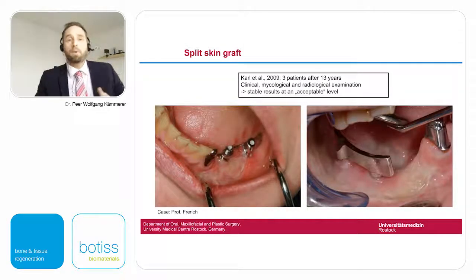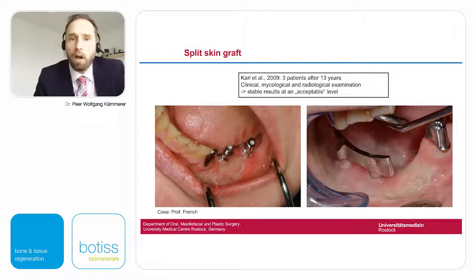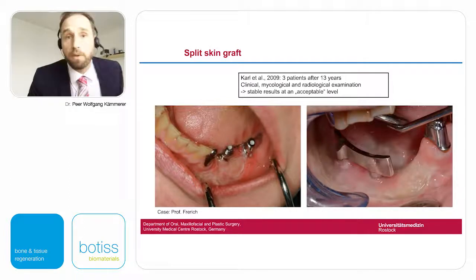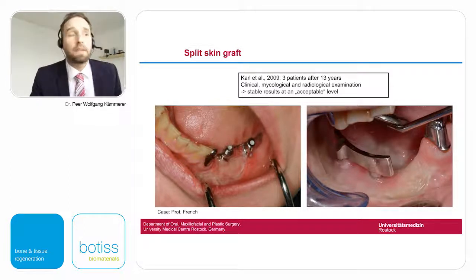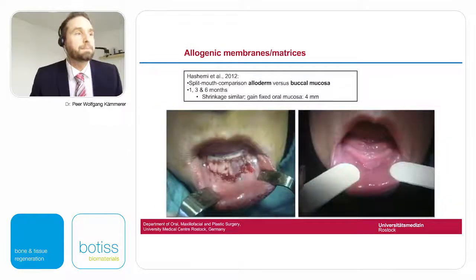When looking at the literature about skin grafts, there's one publication I found, 3 patients after 13 years, and they found out that looking at the clinical, the mycological and the radiological examination, the results were stable. And this is also my own experience. We have stable and good results, but with a problem. This is a case of my boss, and this is a case of my own. We have the problem of the not that favorable aesthetics.